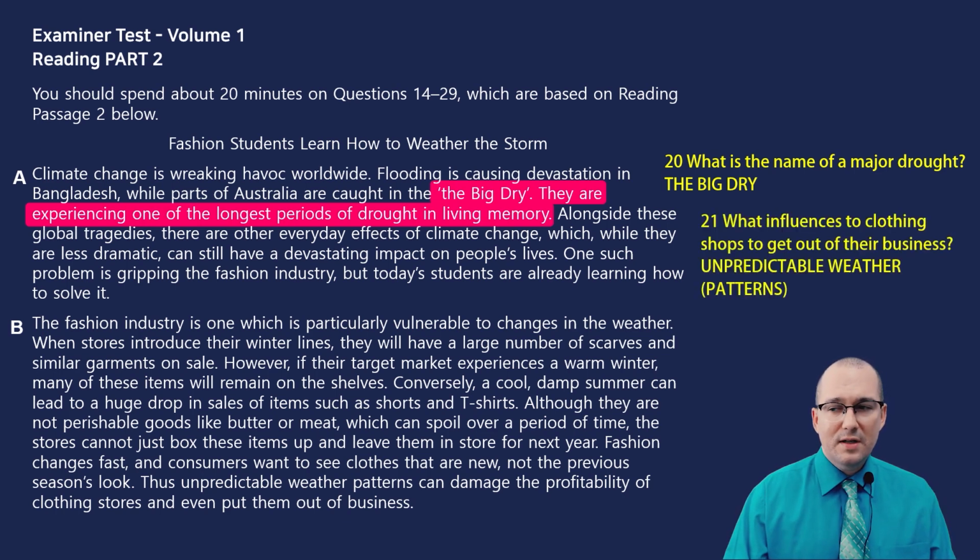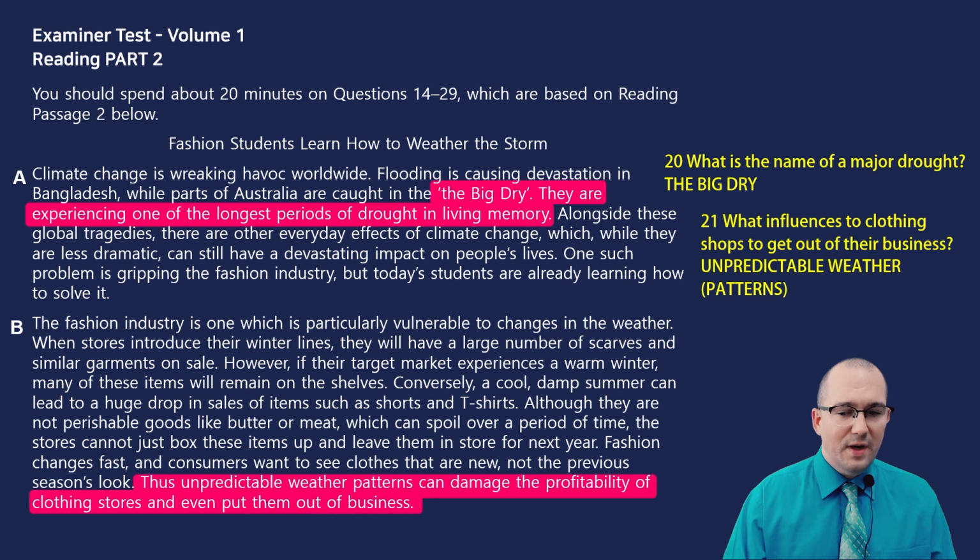And for question 21, for what influences shops to get out of their business, well, this is unpredictable weather patterns. Okay, and the answer is down here. The unpredictable weather patterns can damage the profitability of clothing stores and even put them out of business. So to get out of their business, and again down here is to put them out of business. It's a very similar expression, but it's not the same. And again, damage the profitability. This is the feeling of get out of the business or go bankrupt. So that's the answer for this one.